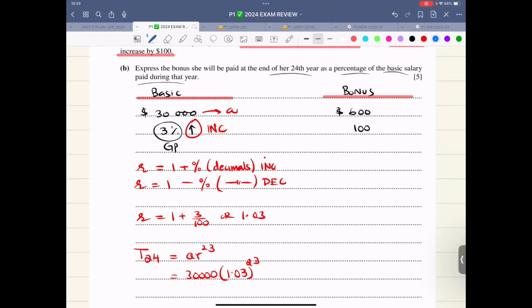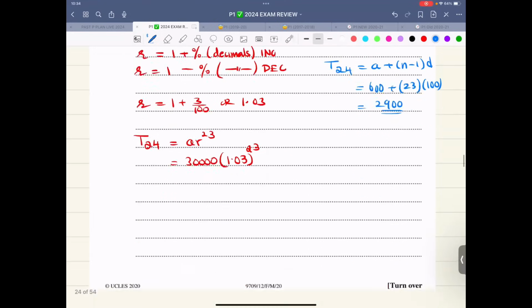And what about over here? This is an AP. The first term is 600. The common difference is 100. We are looking for the bonus she'll be paid at the end of her 24th year. So now we will write the 24th term, that is a plus (n minus 1) into d. That is 600 plus 23 into 100, so that is 2300 plus 600, that is 2900. Now let's double check.